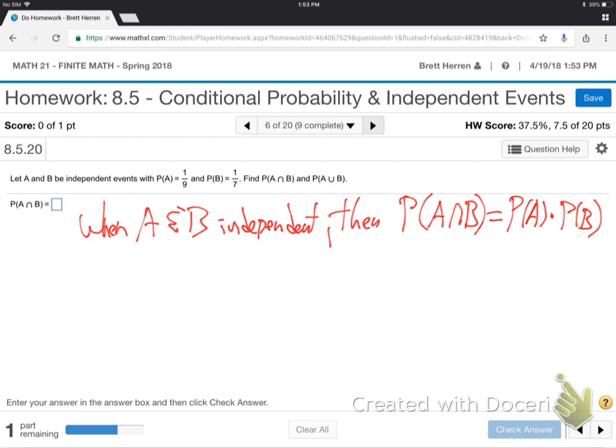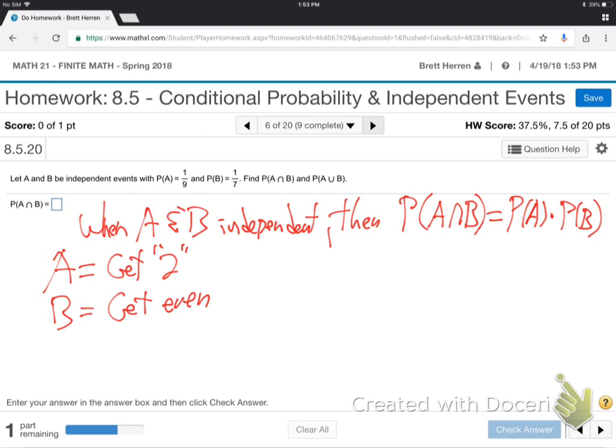Let me give you an example. What if A is getting the number 2 on a die? We're rolling a die here. What if B is getting an even number? Are those independent or dependent? Are they related to each other? Yeah, they're related, right? If you got an even number, you might have got a 2. If you didn't get an even number, no way you got a 2. They're intertwined. They're not totally separate.